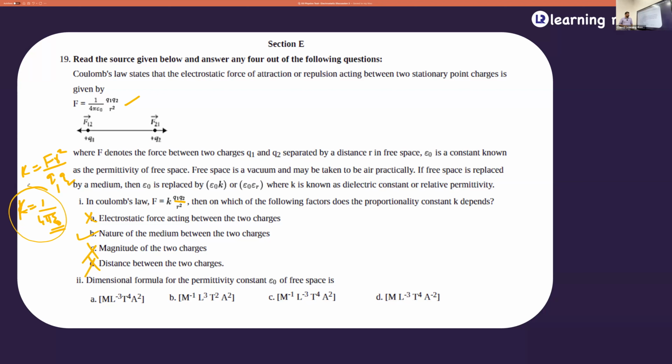So, the dimensional formula for the permittivity constant is M minus 1, L minus 3, T power 4, A minus 2. So actually, C is the right answer. But for this one alone, there is a mistake in the answer key. It is given as A. That is wrong. If at all anybody has written C but you have lost marks, let me know.